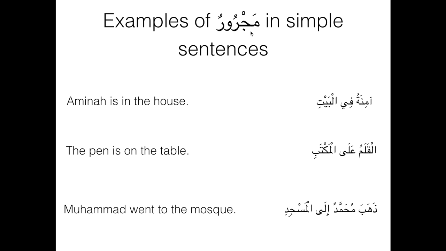So, examples of majrur in simple sentences. Aminatu fil bayti. Okay, we can see that fil bayti has a kasra at the end. Amina is in the house. Al-qalamu ala al-maktabi, the pen is on the table. We have the preposition ala, and the word al-maktabi is now in the majrur state.